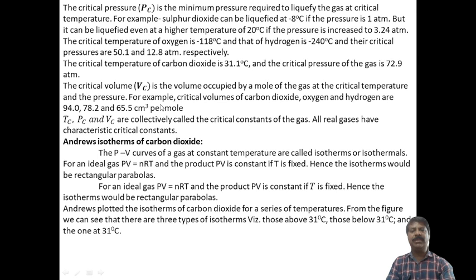So far we have discussed the application of ideal gas behavior to real gas behavior from the ideal gas equation, and we also explained critical phenomena. In the next class I will explain Andrews isotherm of carbon dioxide. This is the most important point for the examination.